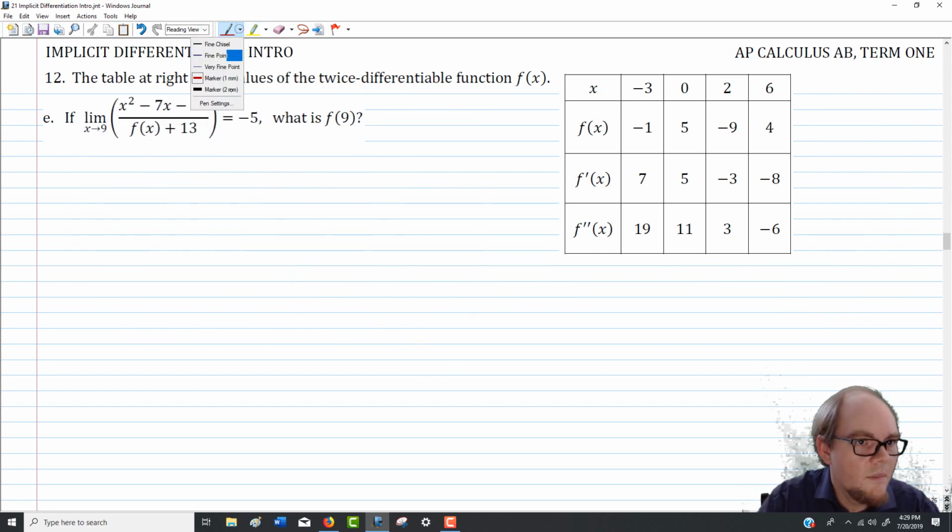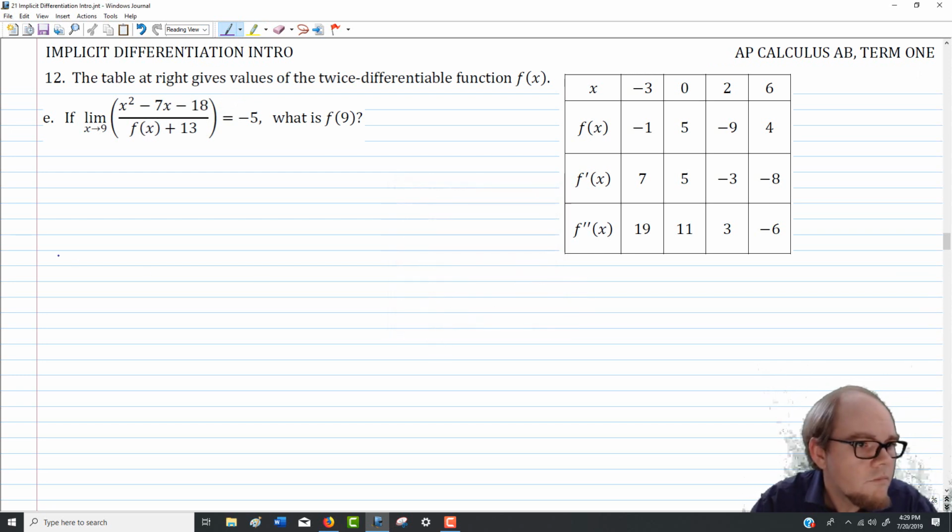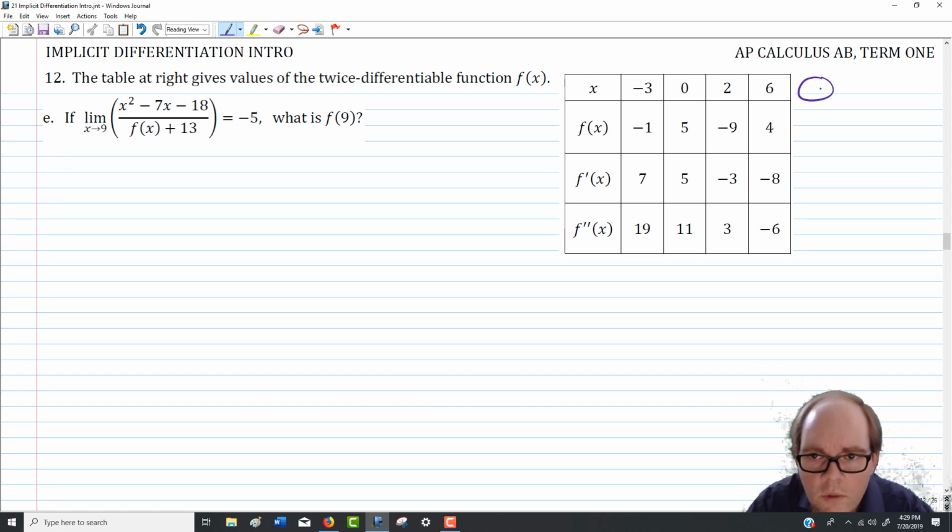Okay, and last but not least, I'm going to hit this question as quickly as humanly possible, because I have to go. So in here, we're told that the limit as x goes to 9, which, there's no 9 on the table, of some polynomial over f of x plus 13 is equal to negative 5. And it asks us, what is f of 9 equal to?